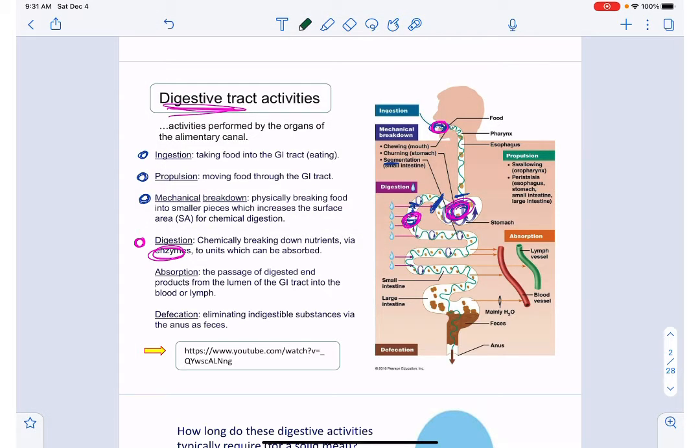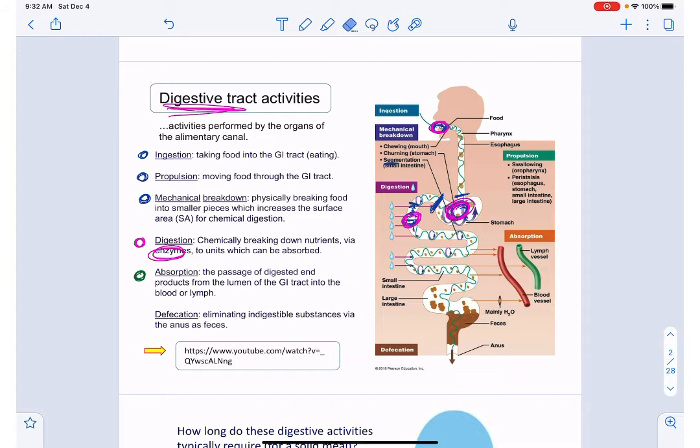Next we have absorption. And absorption is the movement of these digested end products from the digestive tract into the blood supply. So they have to physically move across the wall of the digestive tract to enter into the blood supply, where they can be sent to the cells of the body, and the cells of the body have access to them.